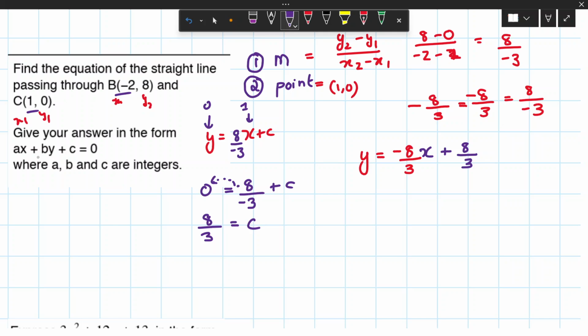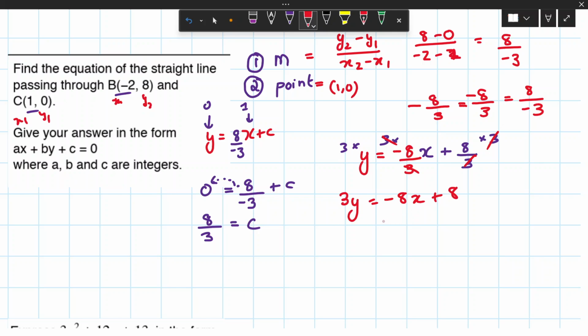Now, I do not want the denominator, so I'm going to try to get rid of the denominator. So I'm going to multiply everything with this denominator. So I'm going to multiply by 3, multiply by 3, multiply by 3. What happens is when you do the multiplication, the 3 and the 3 get cancelled off, 3 and 3 get cancelled off. So you get 3y equals 8x and then plus 8.